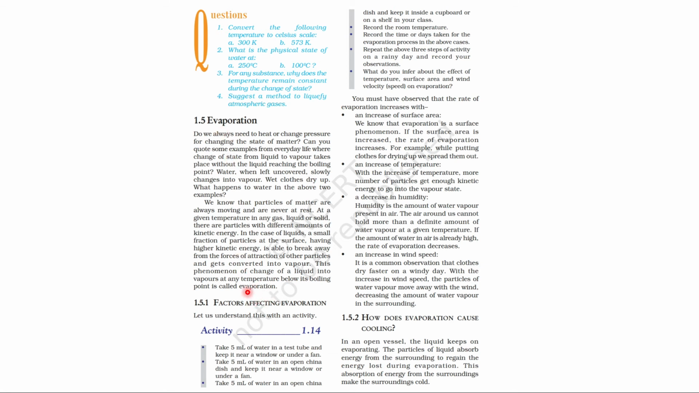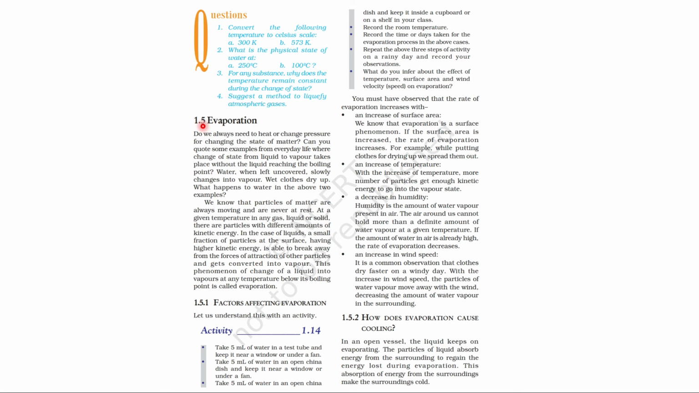So what is vapor? A substance that can exist in the gaseous state at a temperature at which normally it's a solid or liquid is called vapor. Examples of solids that can exist as vapor are camphor, naphthalene, etc.